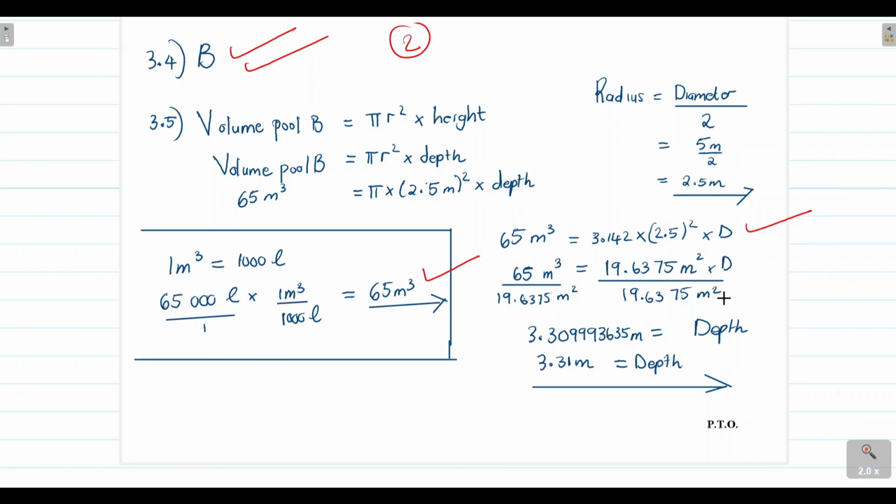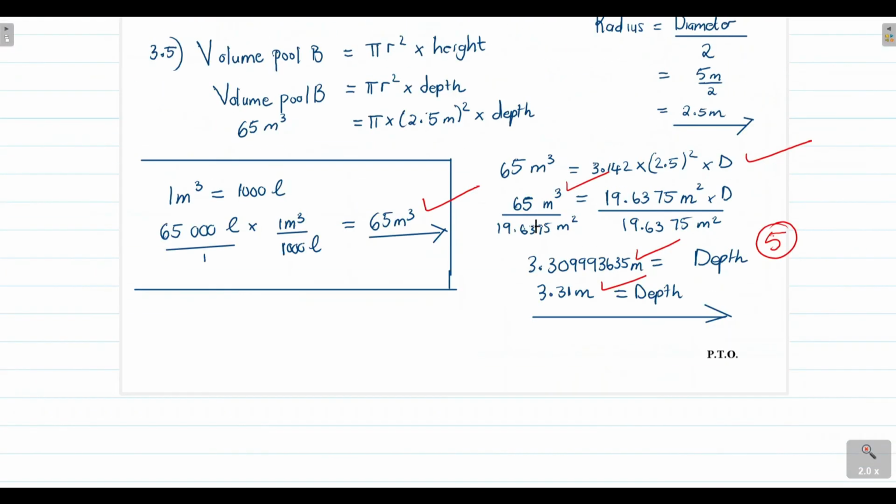Okay, you'll get another mark for showing that now the depth is equal to 65 divided by 19.6375. You get a mark for showing that. Okay, then you get a mark for showing that therefore your height or your depth is equal to 3.30999. You'll get a mark for that, and you get a mark for then rounding off your answer to 2 decimal places. Okay, so this question in total is out of 5.